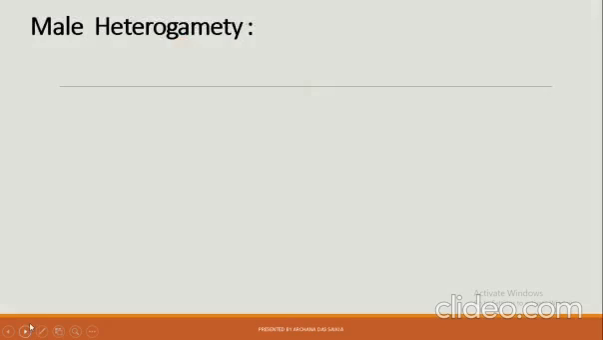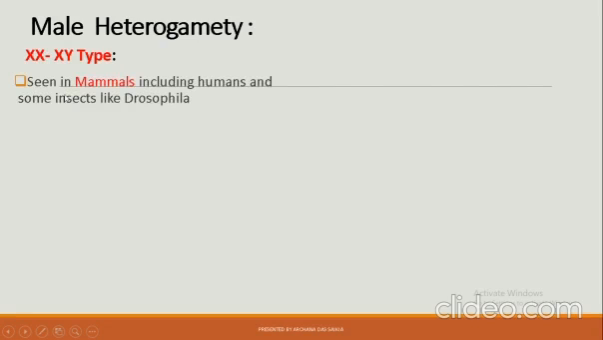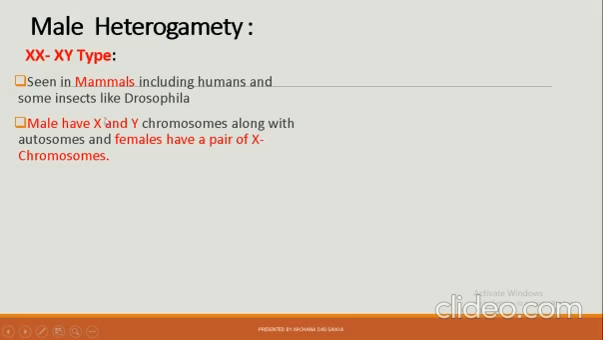Now the details. First we go to male heterogamety. In male heterogamety, the first subtype that we have to learn is the XX-XY type. It is seen in mammals, including humans, and also in some insects like Drosophila, the fruit fly. This is the organism which Morgan had used to study linkage.